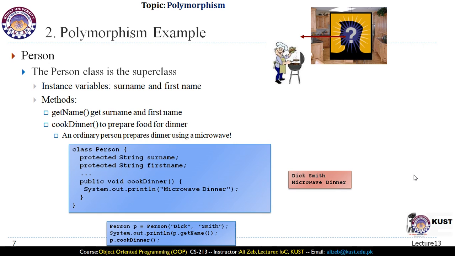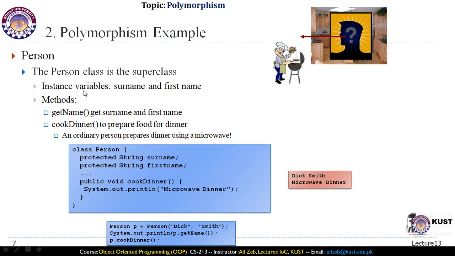So if we look at the implementation of the class, we have a class person, then there are 2 instance variables of the class person. These are kind of protected variables, and then a cookDinner method, and that person is expected to cook dinner using the microwave. So the person in this case is not an expert, so he or she will use the easiest way of cooking dinner.